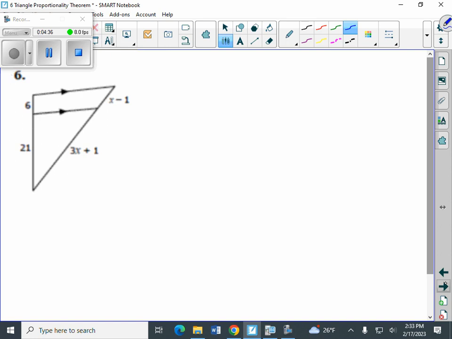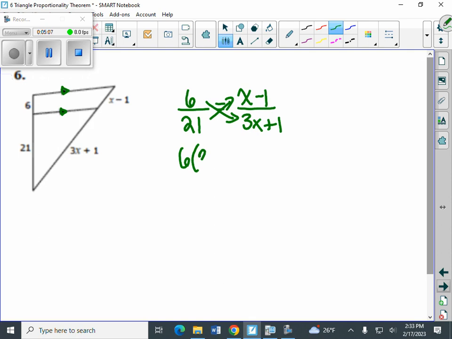Problem number 6. Now this time, we have all the pieces that we need. We also have our parallel indicators right there. So when we set up our proportion, 6 over 21 equals x minus 1 divided by 3x plus 1. And we're going to cross multiply. So we get 6 times 3x plus 1 equals 21 times x minus 1. And we're going to distribute with both.